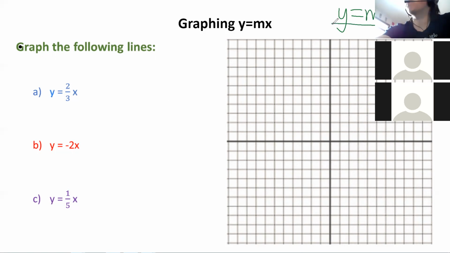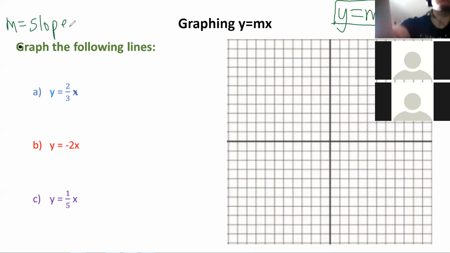That's slope-intercept form. And which one of those is my slope? Which letter stands for the slope? The m. M is slope. That tells us where we're moving on the graph. That tells us how slanted our line is. And the B is our y-intercept.